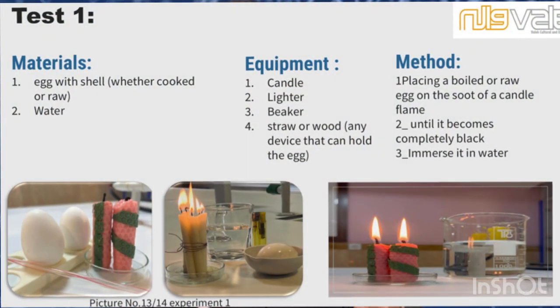So let's talk about our experiments. Experiment number 1. At first, I should say that in all experiments our equipment is the same, and our material is changed based on the experiment. In experiment 1, we use an egg with shell and water. We put our egg with shell on the soot of our candle flame, and after it is completely black, we submerge it under the water.